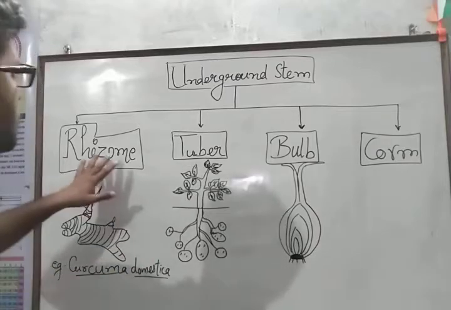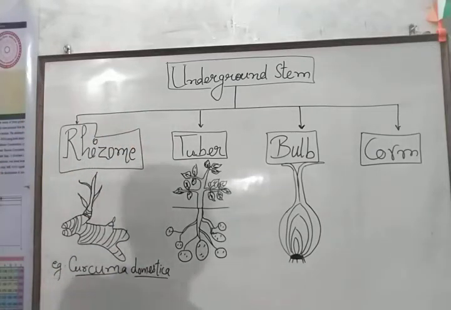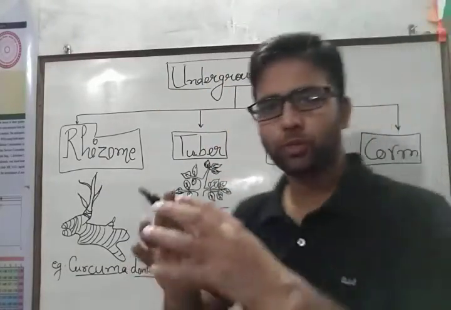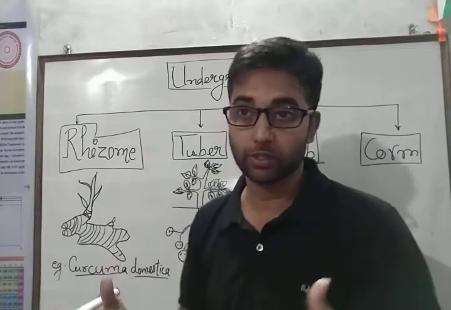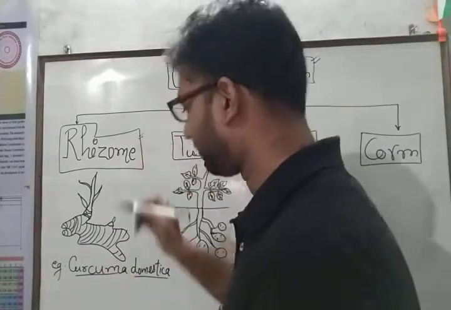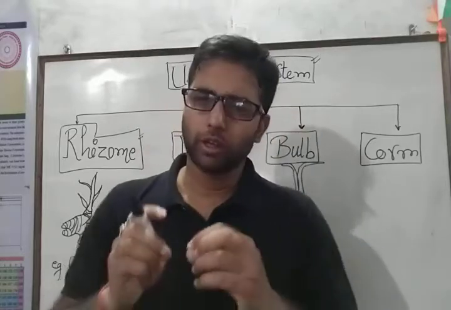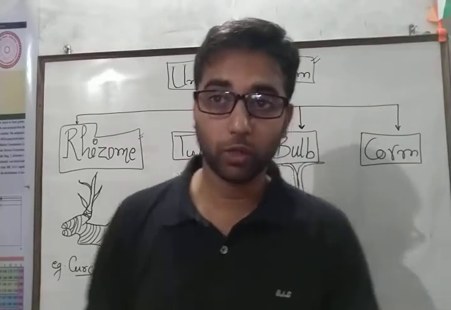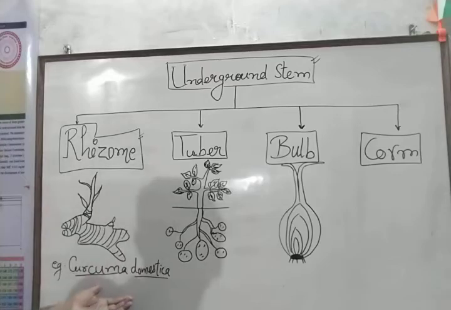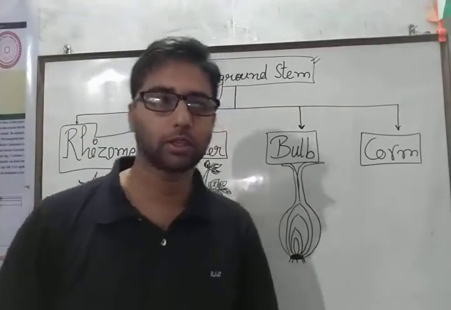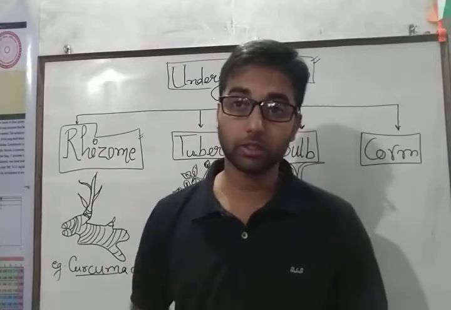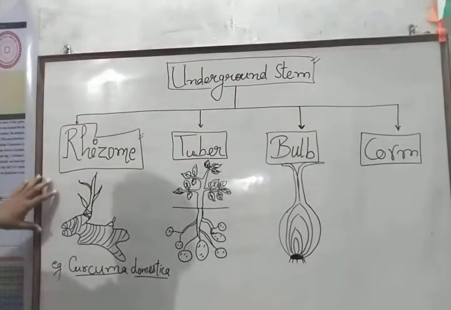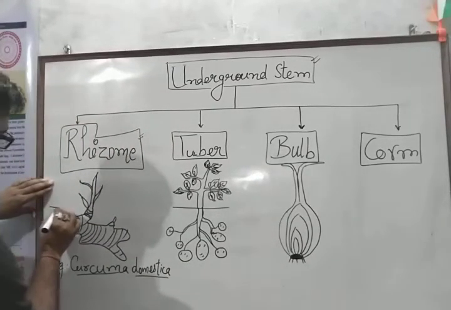So the very first structure of natural vegetative propagation is the underground stem, and there are so many types of underground stem modifications. The first one is the rhizome. Rhizome is naturally seen everywhere, near about in our kitchens, in kitchen gardens also. The best examples are Curcuma domestica, Zingiber officinale, even Musa paradisiaca, banana, and Canna indica. So these rhizomes are underground stems.